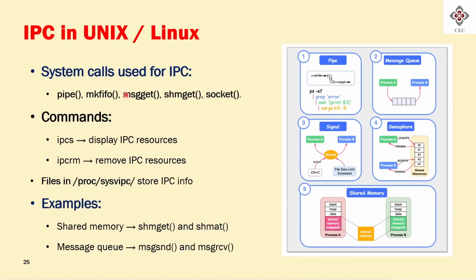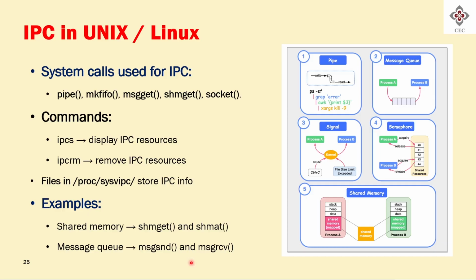If you see Unix and Linux operating systems in particular, the IPC techniques can be implemented using various system calls, which have their own definitions, like pipe, mkfifo for named pipe, then msgget, shmget, and socket. These are all system calls used in Linux and Unix systems. And we have commands like ipcs that display the various IPC resources used in the system. If you want to remove those resources, we can use ipcrm, that is remove. And as mentioned, examples for shared memory are shmget and shmat. This is for creating the shared memory, and the other is for attaching the shared memory to any process that wants to share it.